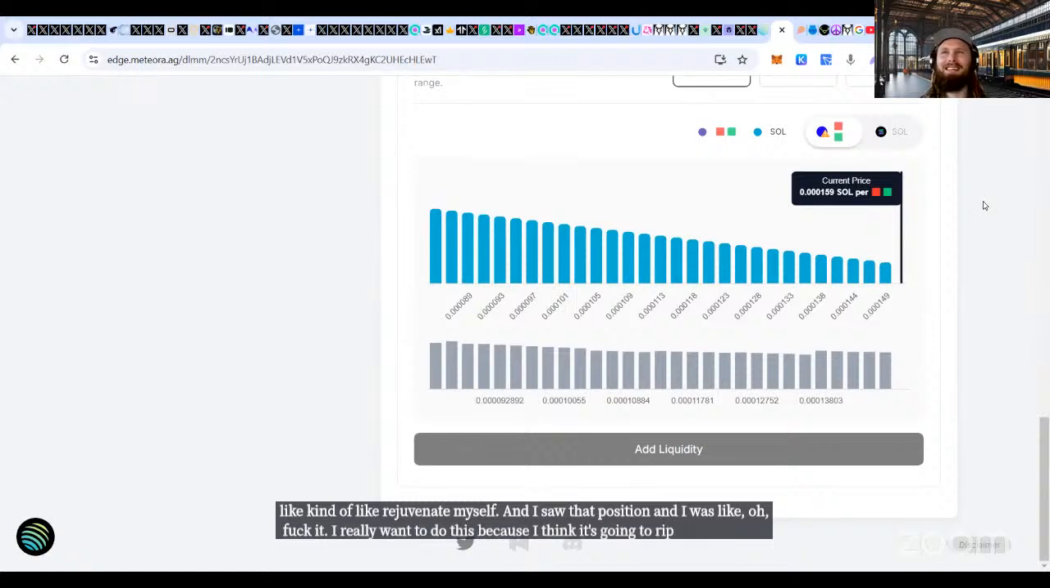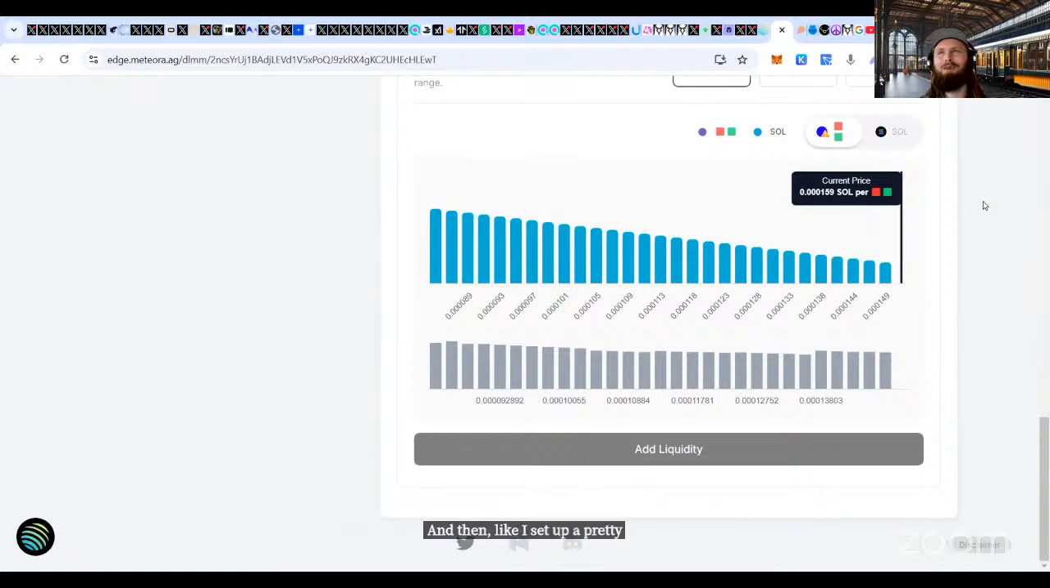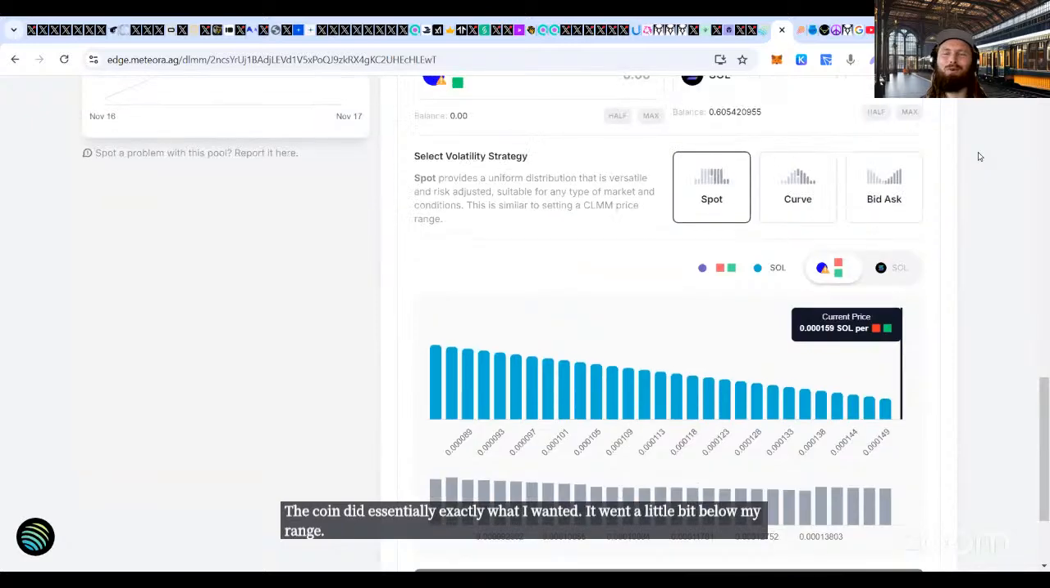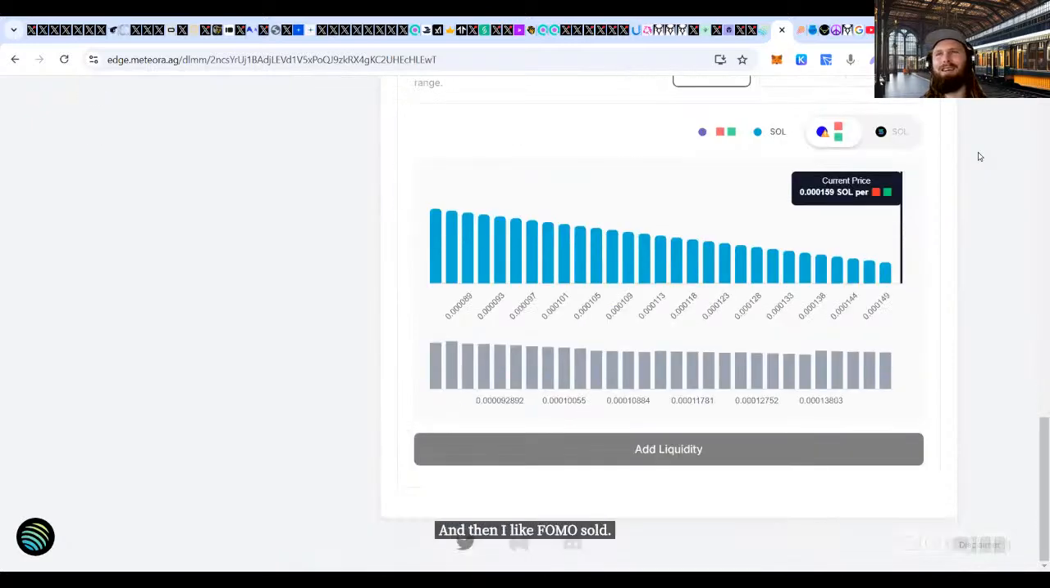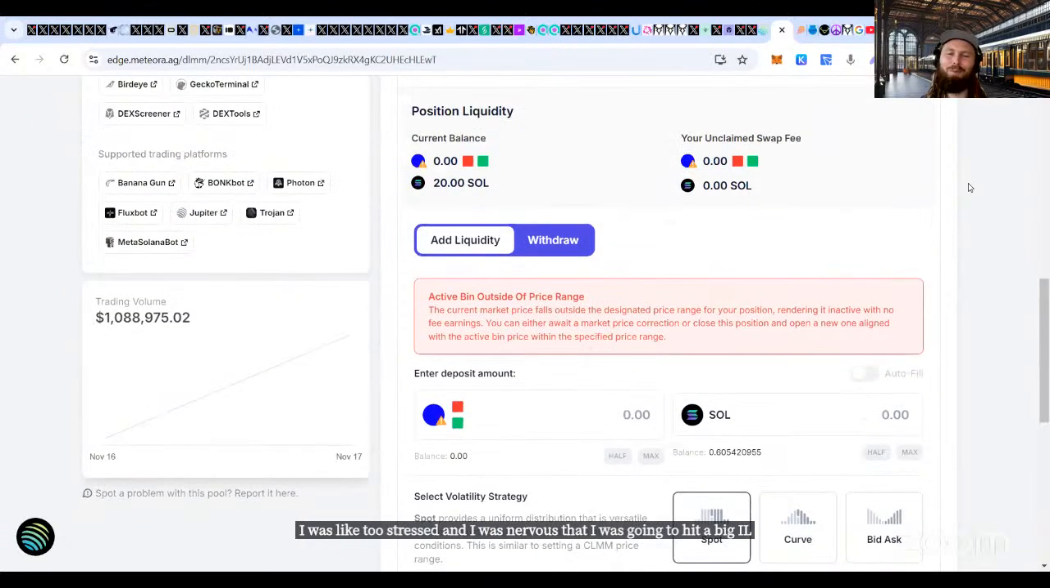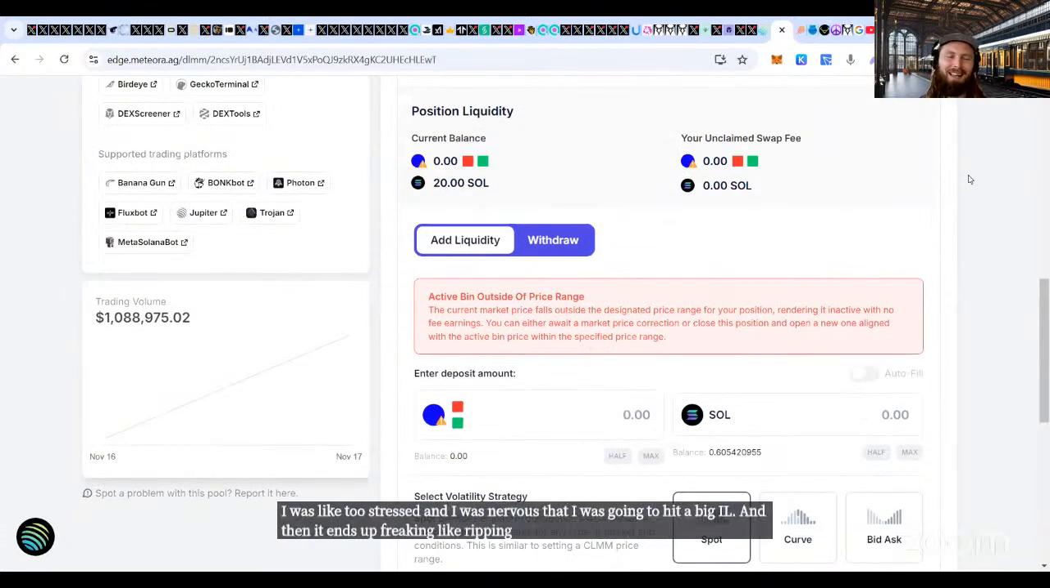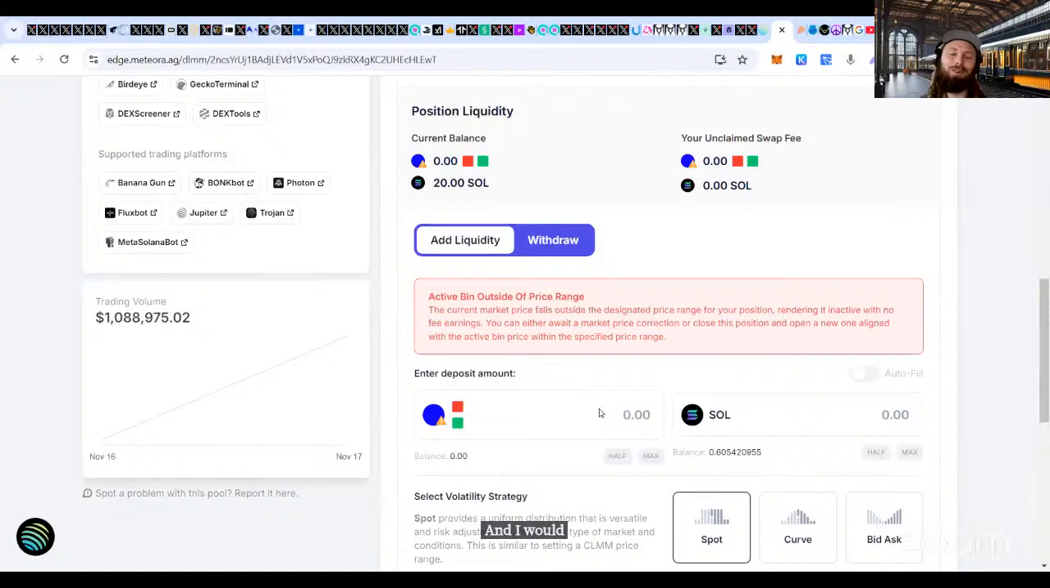I set up a pretty good LP. The coin did essentially exactly what I wanted. It went a little bit below my range, and then I FOMO sold, I yeeted, because I was too stressed and nervous that I was going to hit a big IL. Then it ends up ripping back through my range, and I would have probably done a 200% gainer overall.